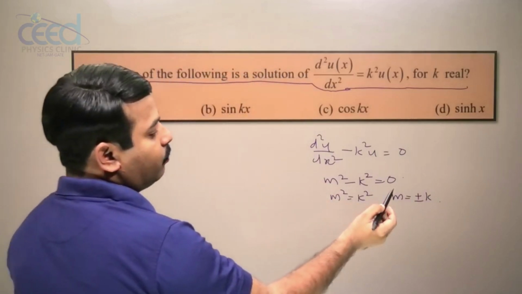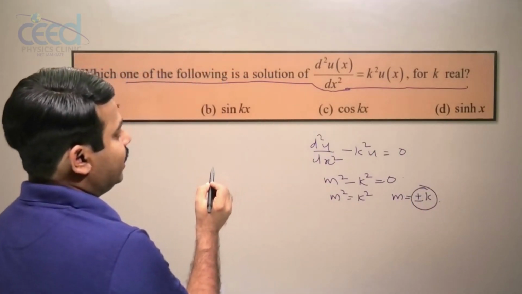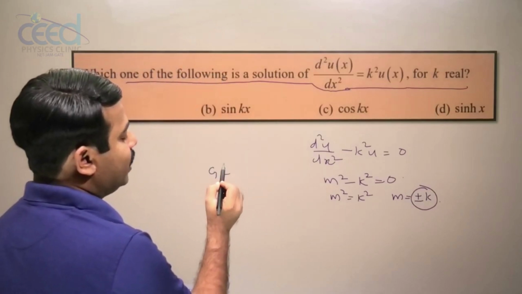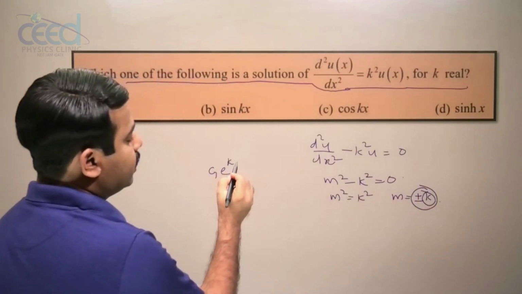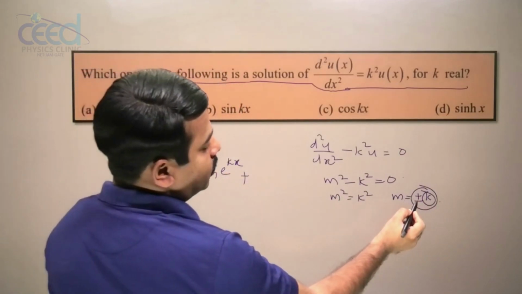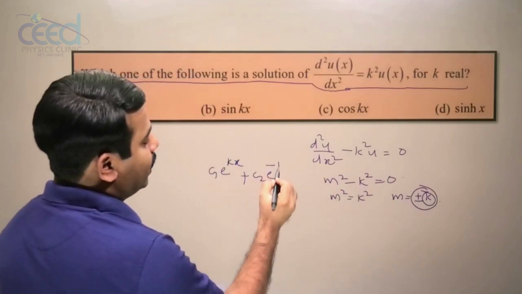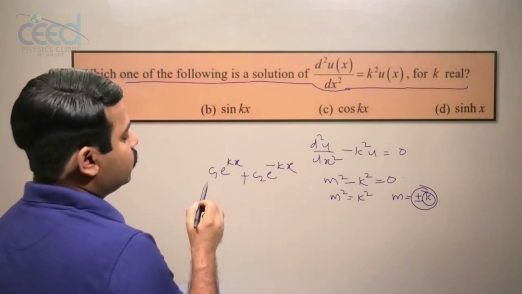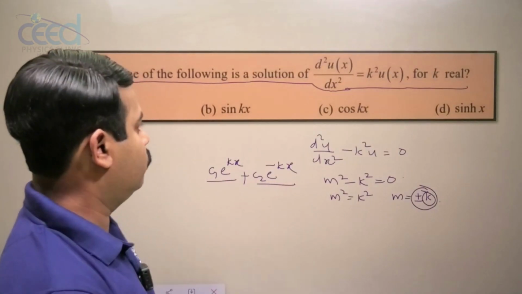If the roots are different, what do you have to write? A constant c1 into e raised to kx, plus, since the next root is minus k, c2 e raised to minus kx. So this is the solution, and this may also be another part of the solution.